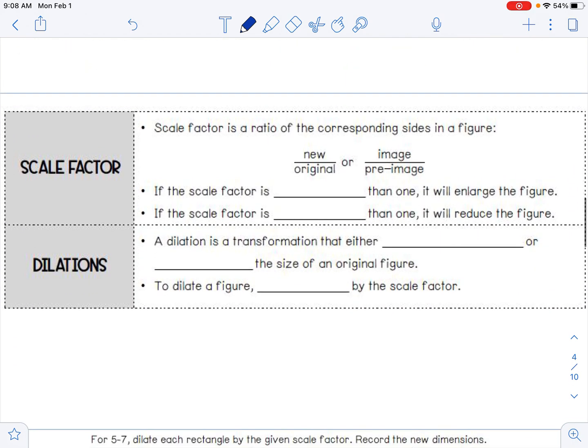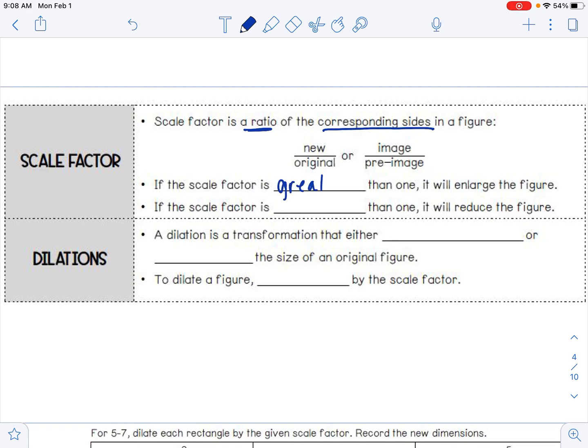All right, so scale factor is a ratio of the corresponding sides in a figure. We're always going to put the new figure over the original figure or the image over the pre-image. Remember, image is your new figure, pre-image is your original. So hopefully this is what you noticed in those follow-up questions. If the scale factor is greater than 1, it will enlarge the figure. And if the scale factor is less than 1, it will reduce the figure.